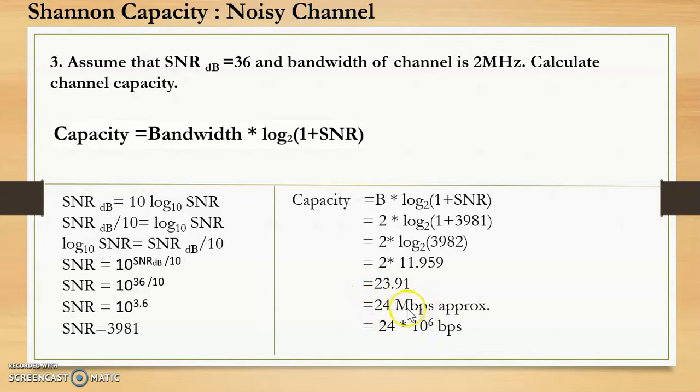Now here I have written Mbps and not bits per second, because the channel bandwidth was given in megahertz. So to convert it to bits per second, we will multiply it by 10 raised to 6. So in bits per second, the answer will be 24 into 10 raised to 6.